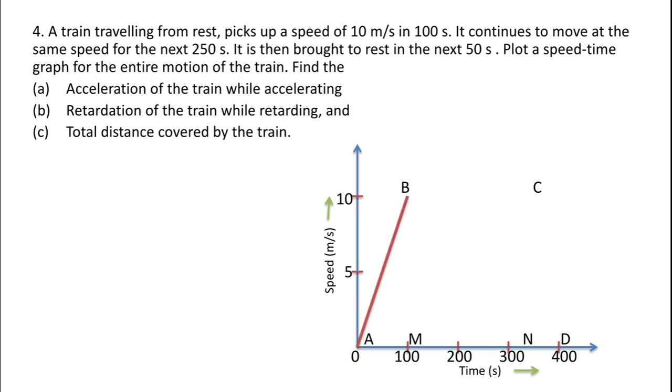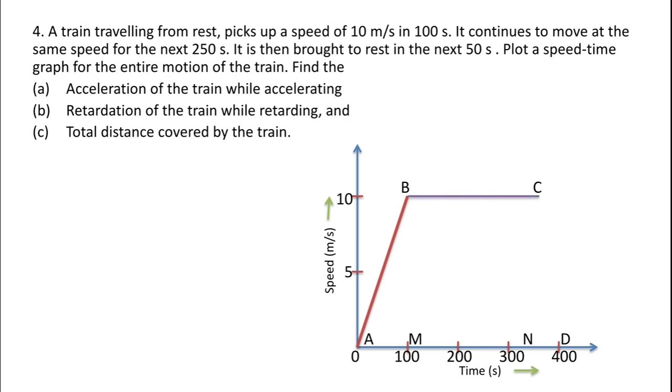as you can see here. Now after that, it is given that for the next 250 seconds, the train is moving with the same speed, that is 10 meter per second. It means we can say that from 100 to 350 seconds, the train is moving with a constant speed of 10 meter per second. So the graph for the next 250 seconds can be represented by the straight line BC, as you can see here.